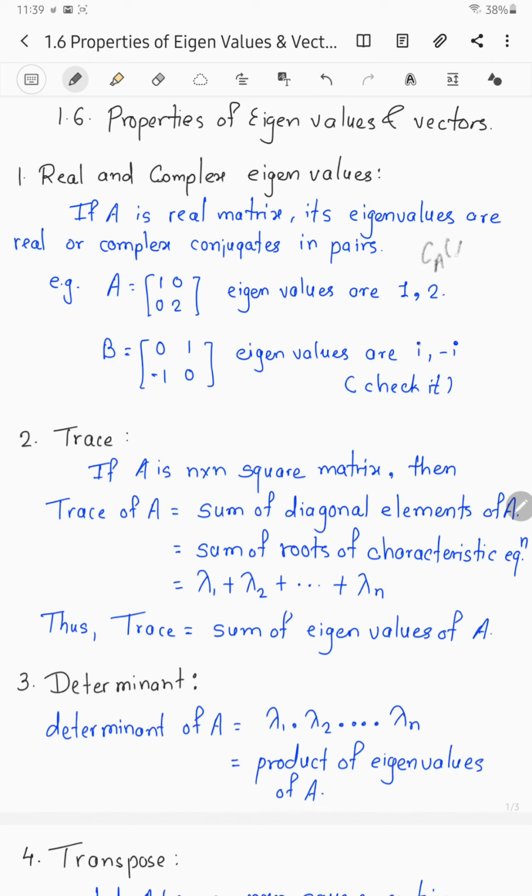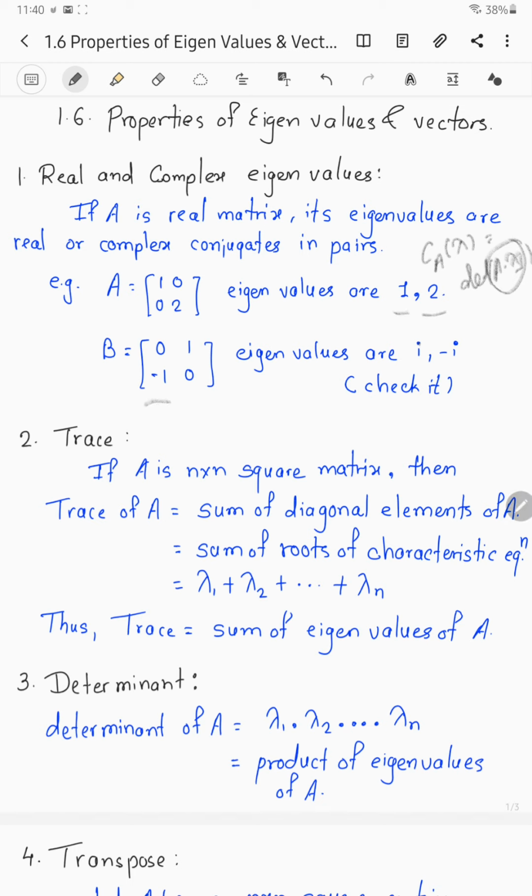The characteristic polynomial C_A of lambda is the determinant of A minus lambda I. For a given matrix A, we find A minus lambda I, then we find the determinant, which comes in the variable lambda. This is the characteristic polynomial. After equating it with 0, we get its roots, and these roots are nothing but the eigenvalues of our required matrix. For matrix A, the eigenvalues are 1 and 2.